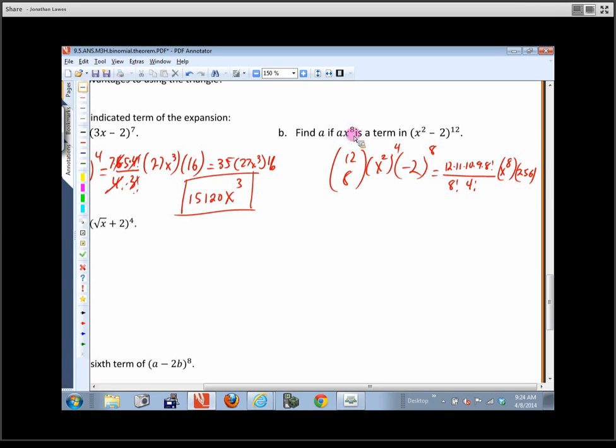Because we knew we needed to make an x to the 8th. So the way we're going to make an x to the 8th, whatever this is, that gets used here, raised to a power. Whatever this is, that gets used here, raised to a power. These always have to add up to 12. So if I want to make an x to the 8th, I'd only have to take x squared and raise it to the 4th power. That means the other 8 powers are over here. Does that make sense?